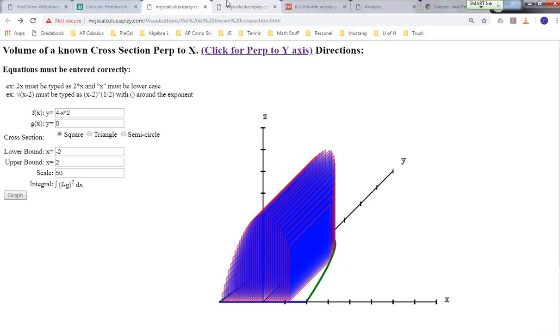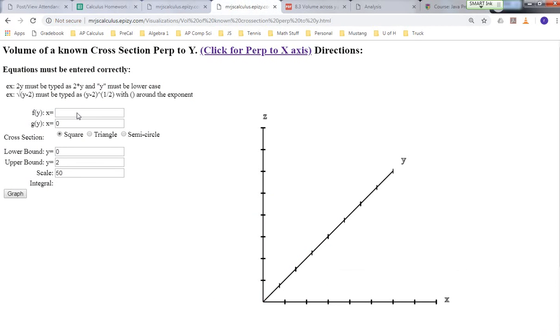All right, so here's perpendicular to y. So perpendicular to y, I have x equal to, what was our equation? Square root of 4 minus y. 4 minus y to the 1/2 power, and negative 4 minus y to the 1/2 power. And instead of going from 0 to 2, we're going from 0 to 4 along the y-axis. And now you can see it building up this shape.